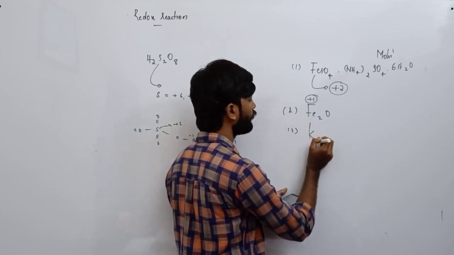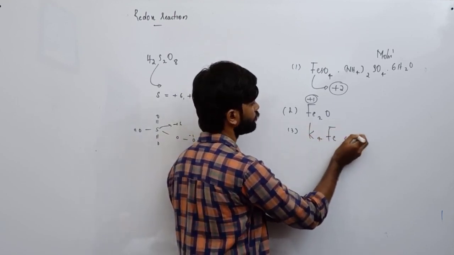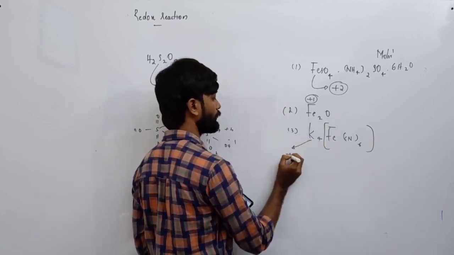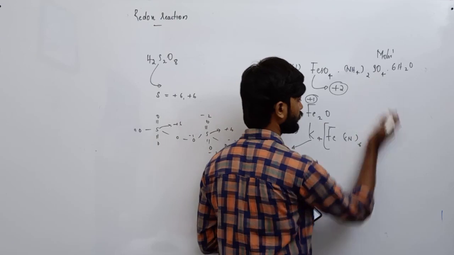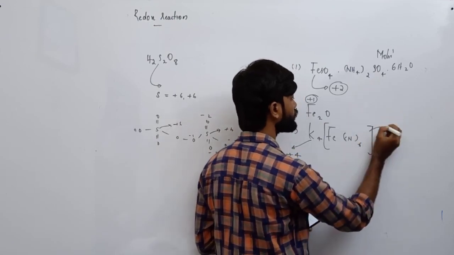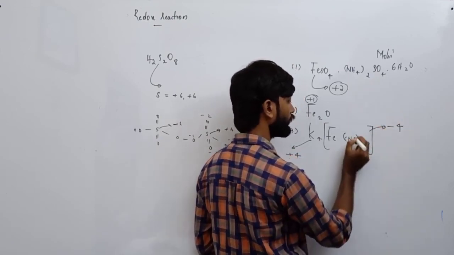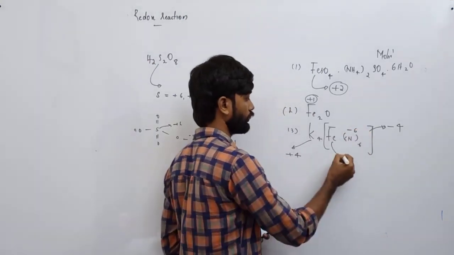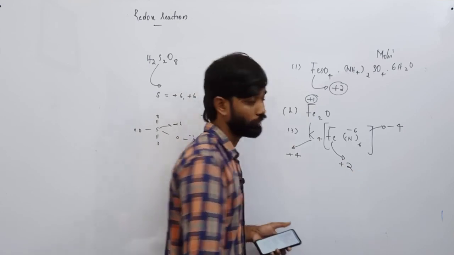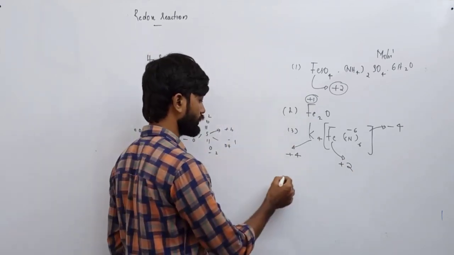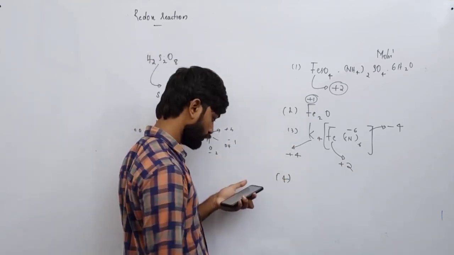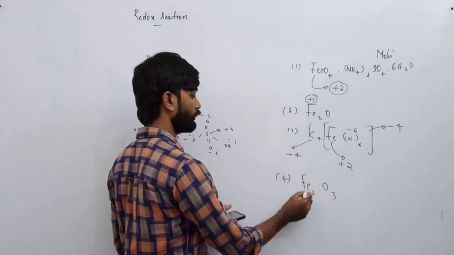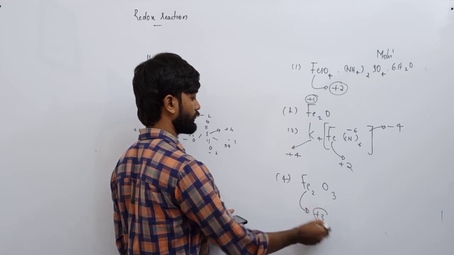And the next is K4[Fe(CN)6]. You know that 4 potassium can offer +4. So this coordination entity has a charge of -4, where the 6 cyanide offers a charge of -6. So iron should offer +2. So iron is in +2, right? What about the fourth one? Fe2O3, you can easily calculate it as +3.